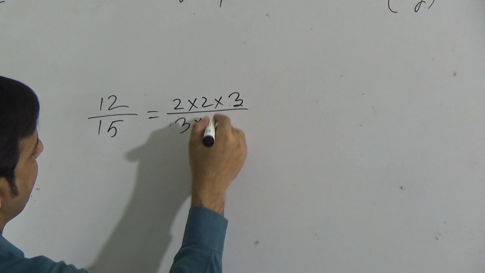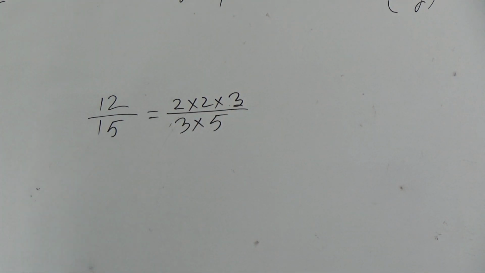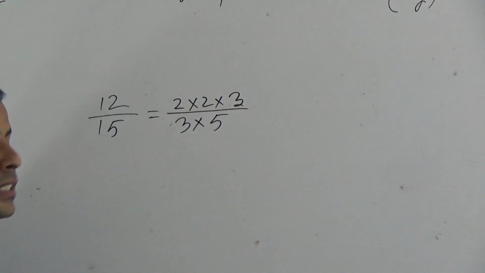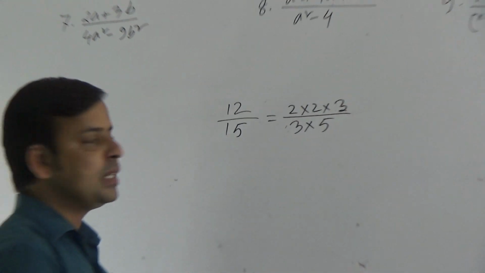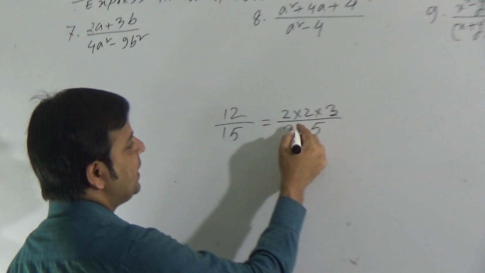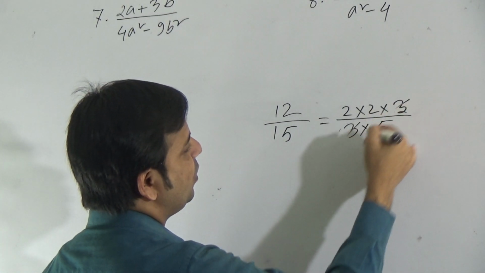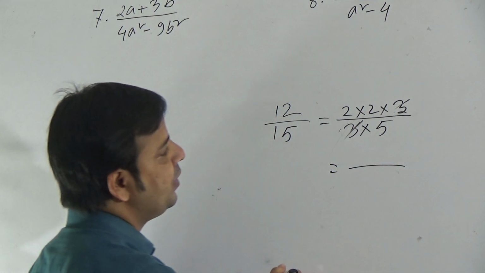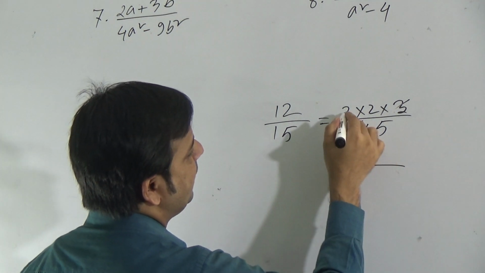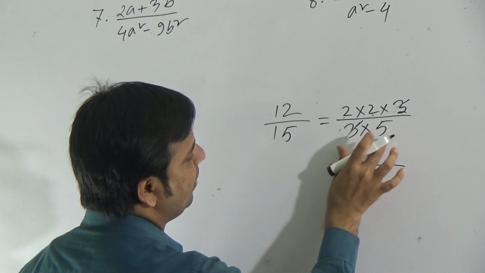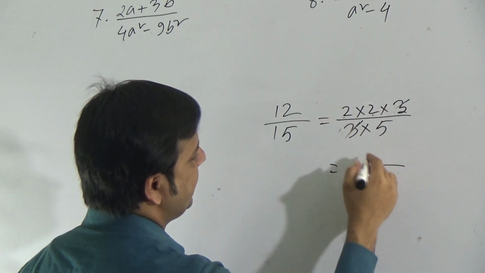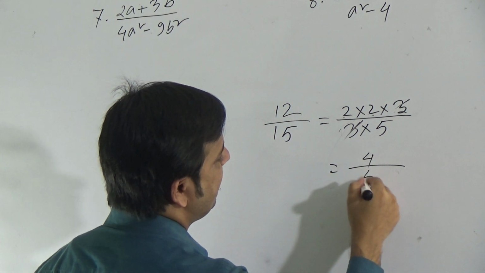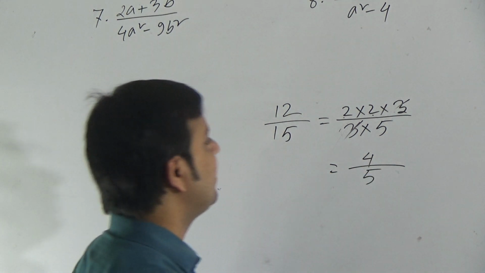3, 5. Students, you know we can divide both the numerator and denominator by the same number to express a fraction in lowest terms. So, we can divide both by 3. If we divide both by 3, we will get here 2, and no match here. So, we have to take the product of 2 and 2, which means 4, and here 5 remains. So, we can write here 5.